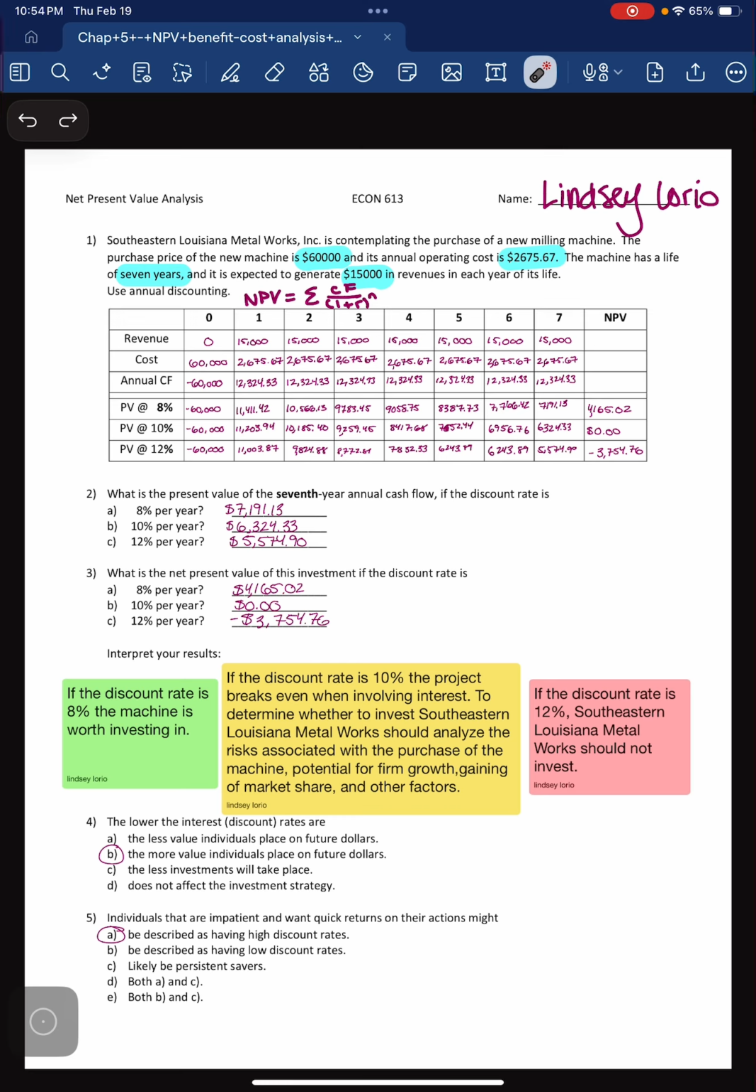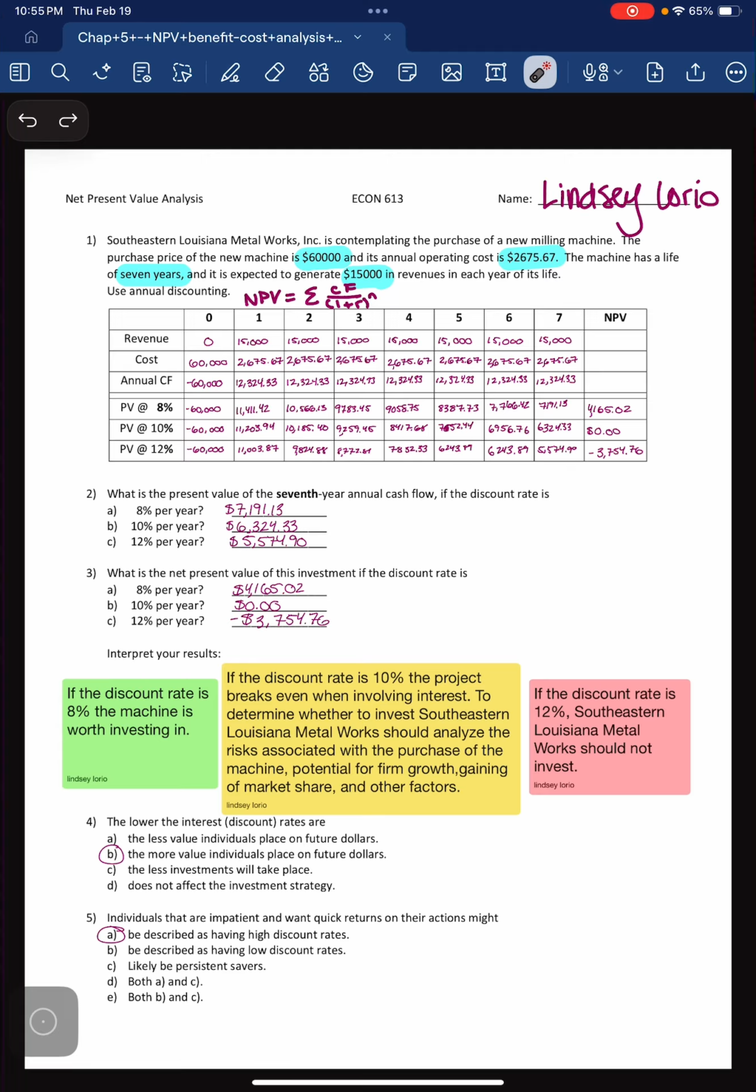And it is expected to generate $15,000 in revenues each year of its life. So we have $15,000 in revenue here for each year. Besides the first year, we have it for the first year, but not for the first starting time when you buy it, because 0 is when you buy it. So they make $15,000 here, they make $15,000 here, so on.